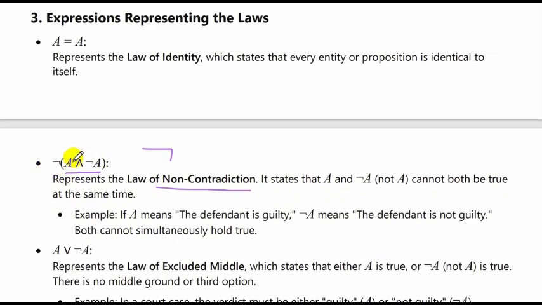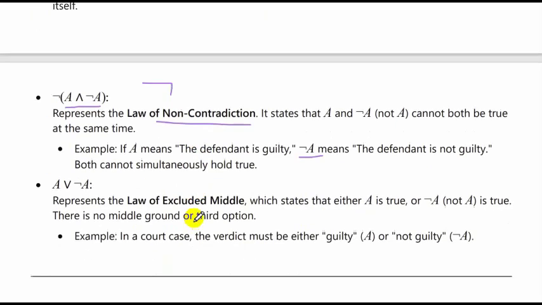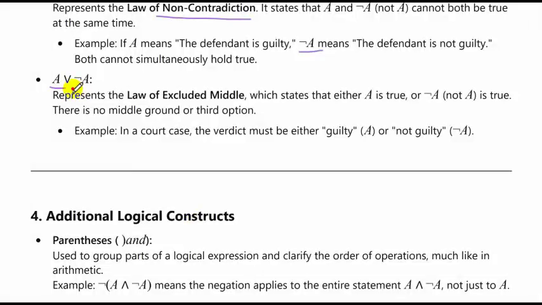Meaning, of course, A and A can be true, like in the previous one, but A and not A cannot be true, and that is negated by this symbol. For example, if A means the defendant is guilty, then not A means the defendant is not guilty. Both cannot simultaneously hold true, which is common sense. I cannot say that I am coming and I am going. You cannot come and go at the same time. I hope it's clear. Let's move on to the next one.